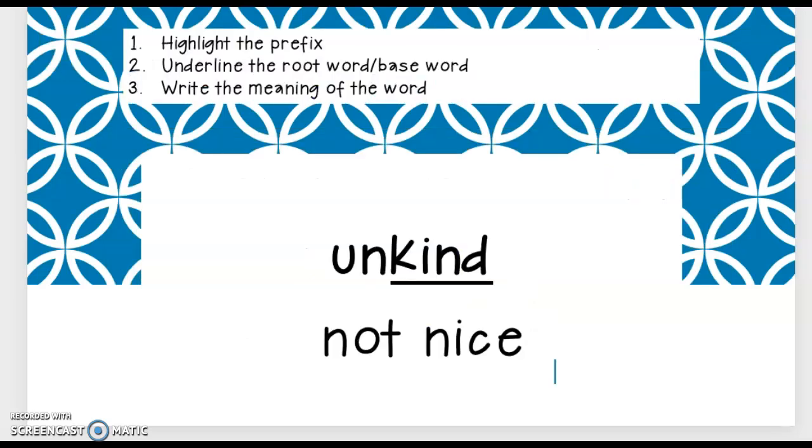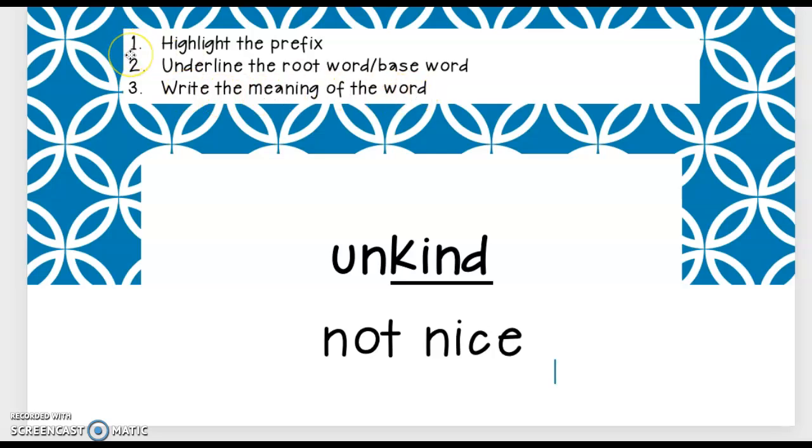So now what we're going to do is you are going to write our word with our prefix. So you're going to write the word unkind. Okay. So what we're going to do then is we're going to highlight the prefix part, and we're going to underline the root word or the base word. And then we're going to write the meaning of the word.